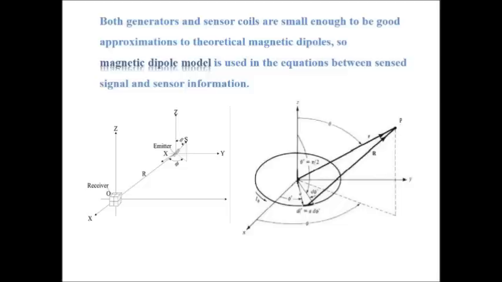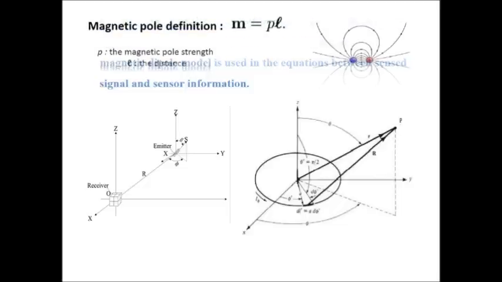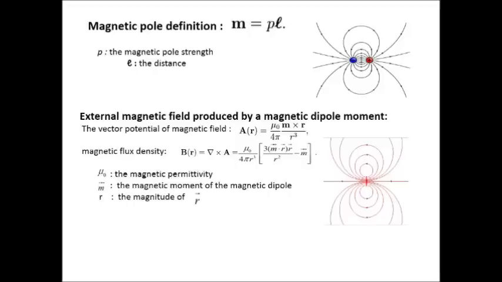The magnetic intensity at P can be calculated using the magnetic dipole equation, which is B equals mu naught over 4 pi r cubed times (3 m dot r times r over r squared minus m), where mu naught is the magnetic permeability, m is the magnetic moment of the magnetic dipole, r is the vector from the magnetic dipole to the monitoring point, and r is the magnitude of r.